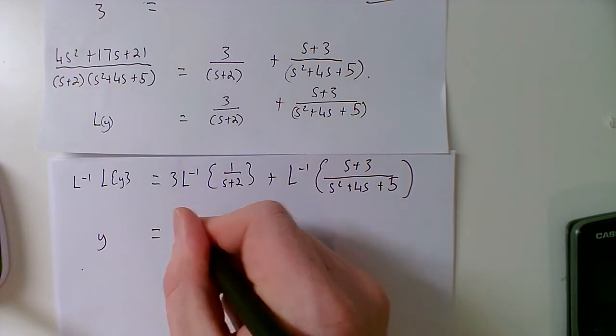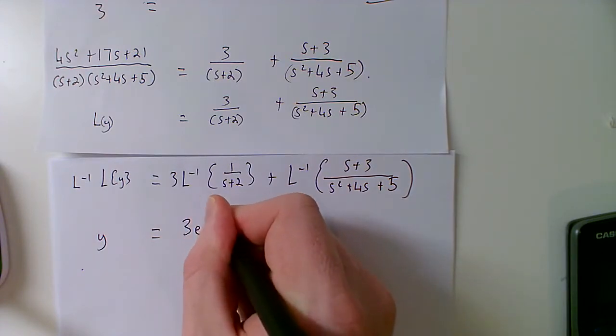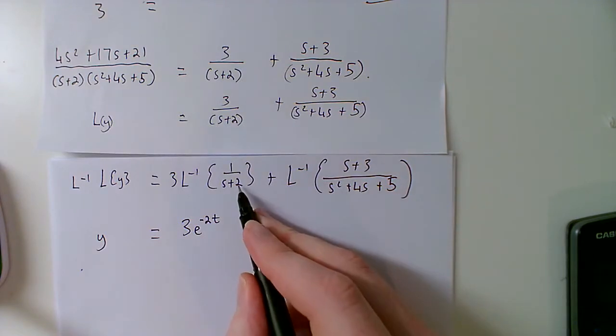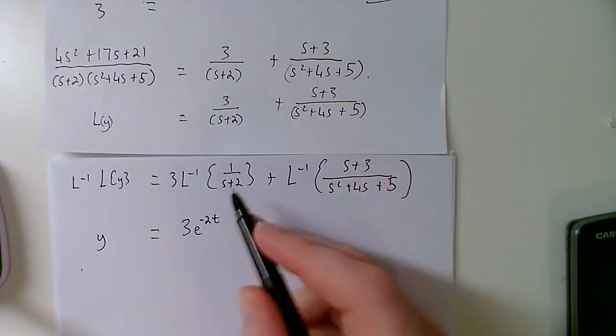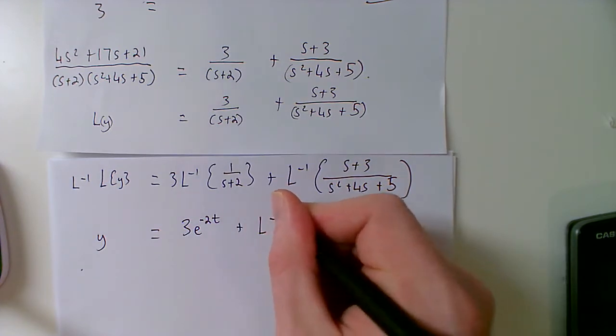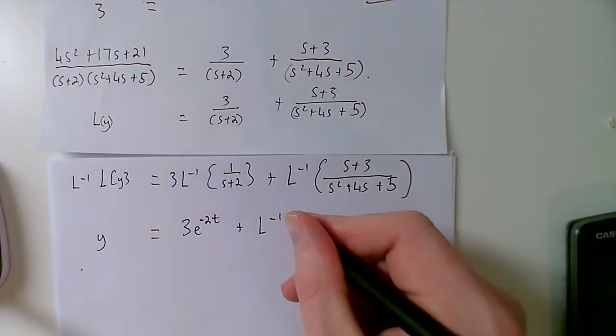It's just 3e to the power of 2t. Oh, sorry, negative 2t, because that changes sign. Right, just look at your Laplace transform table for that one. Right, now this is the more difficult part. I'm going to keep it like this at the moment.